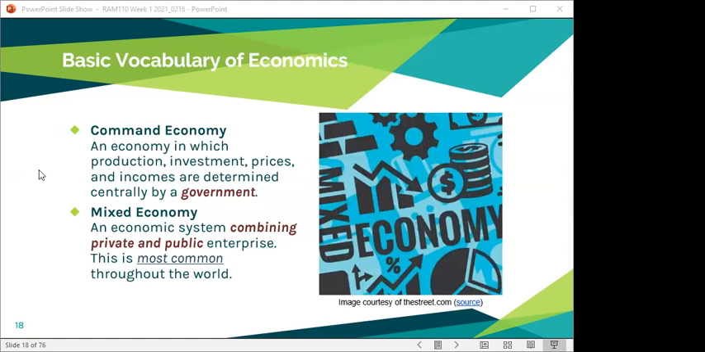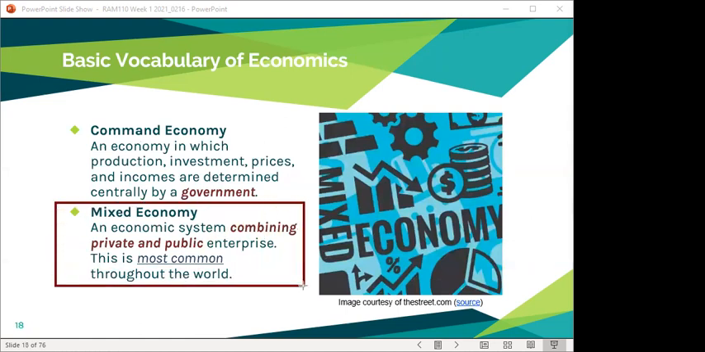Second, command economy. This is an economy where the production, the investment, the prices, incomes, things like that are centrally controlled by the government. So a command economy, government controlled, pure economy, a consumer driven. And then a mixed economy, which is what most economies in the world have. And this is where it's part driven by some government intervention, some government oversight, but it's also driven by consumers and consumer demands, consumer pricing, and things like that.